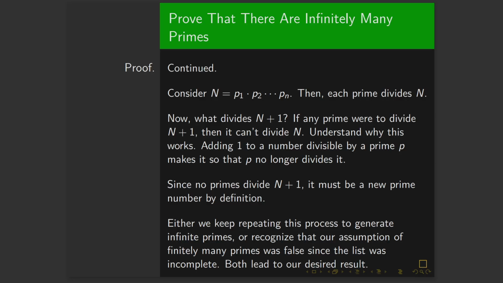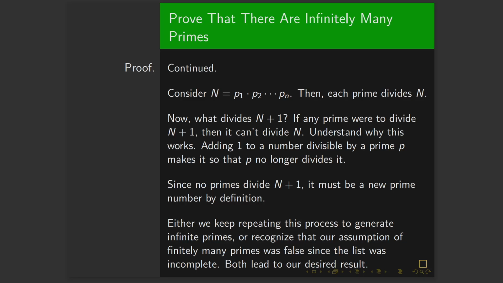Now, what divides n plus 1? If any prime in our list were to divide n plus 1, it couldn't have divided n. If we add 1 to a number that was divisible by a prime, then the prime no longer divides it. Think about it. If something is divisible by a number greater than 1, adding 1 means that it isn't divisible anymore. You can't cleanly divide out the number. Since every prime divides n, no primes divide n plus 1. So it must be a new prime number by definition.